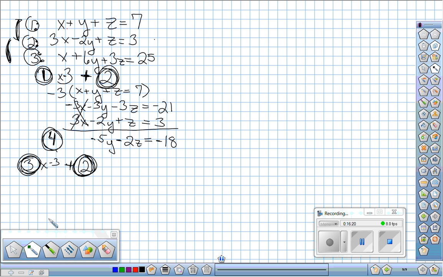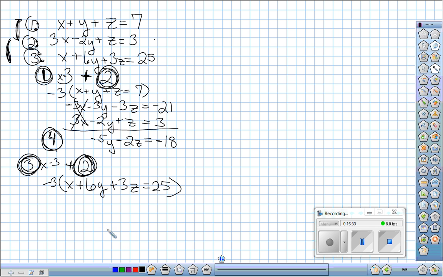Okay, so then I'm going to rewrite that out. I have negative 3 times x plus 6y plus 3z equals 25. I'm going to multiply everything in there by negative 3. I'll have negative 3x minus 18y minus 9z equals negative 75. Now I'm adding that to equation 2, so I'm writing that below it. So I have 3x minus 2y plus z equals 3.